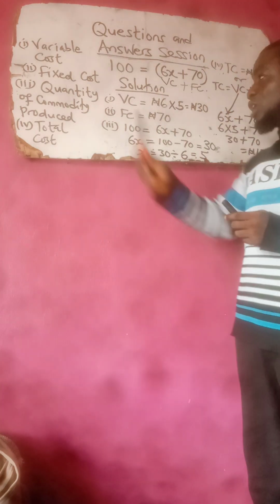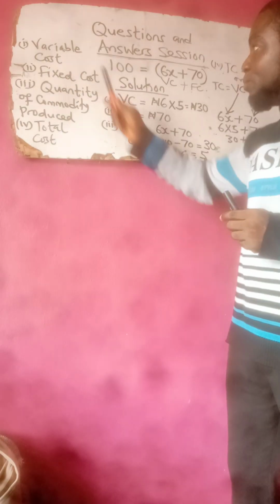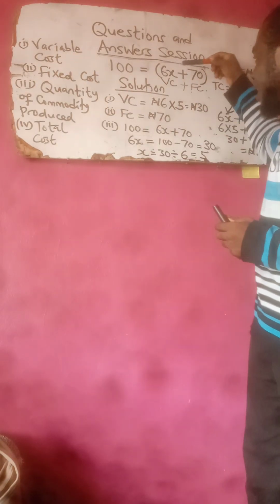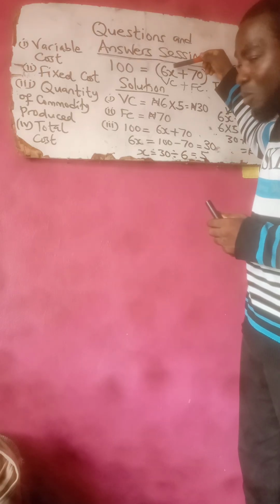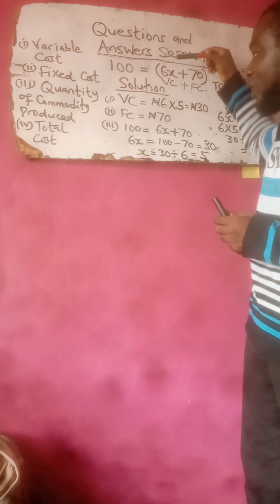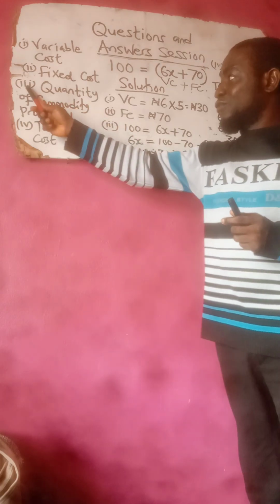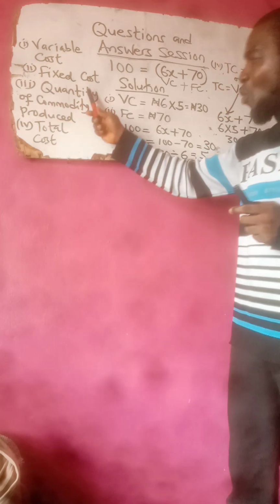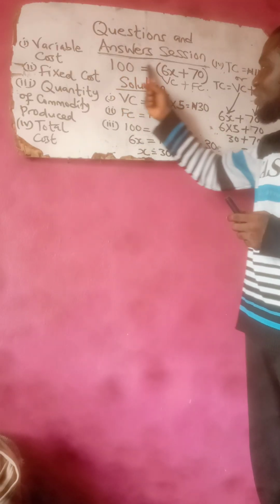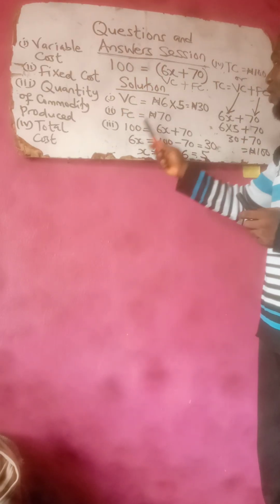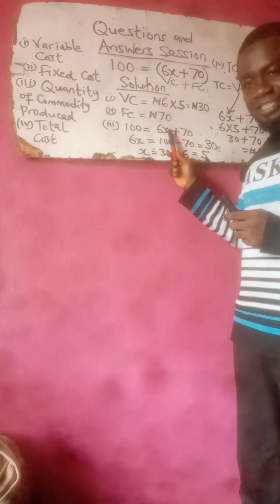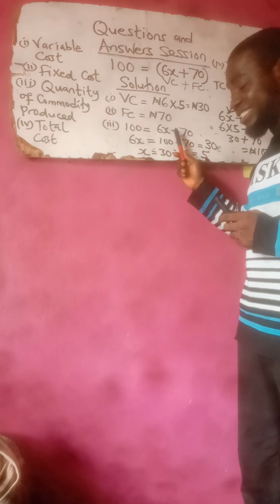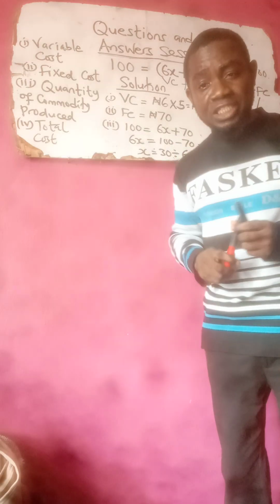So in this question, you have to calculate the variable cost. If you must calculate the variable cost, you have to first determine the value of the quantity of the product or the quantity of the commodity, which is letter X. And to do that, you have to first calculate for Roman figure 3, which is asking you to calculate the quantity of the commodity produced. How will you calculate it? You have to bring out the whole of this equation, 100 equals 6x plus 70, and solve for letter X. Once you successfully solve for letter X, then you have determined the quantity of the commodity produced.